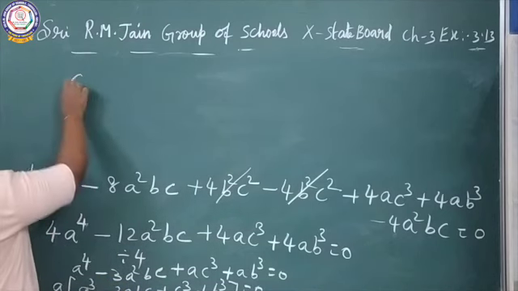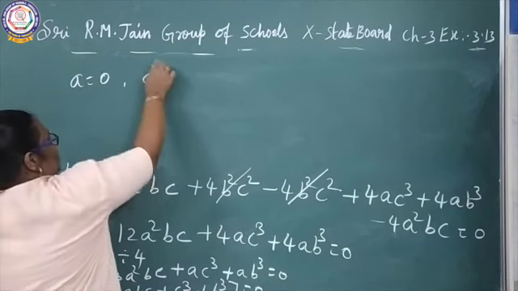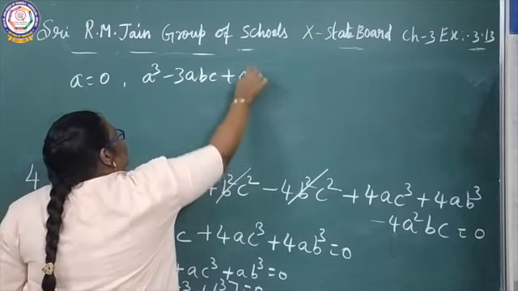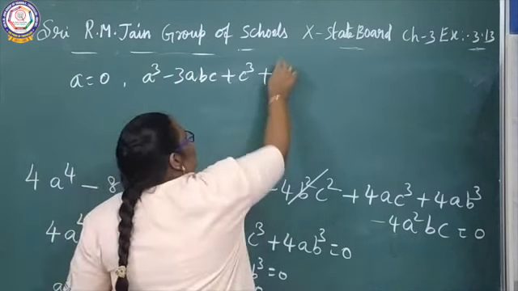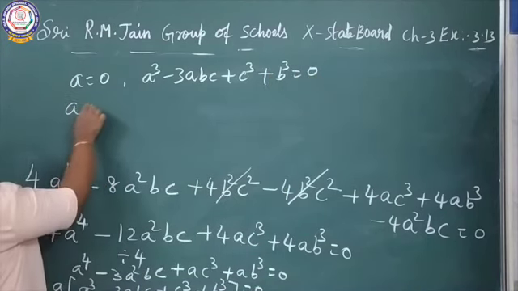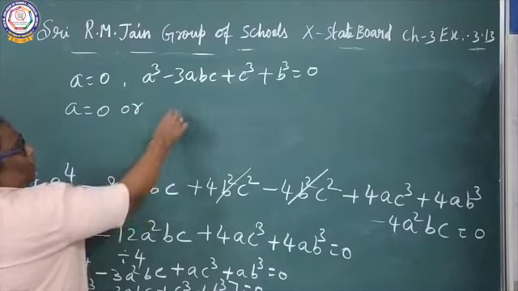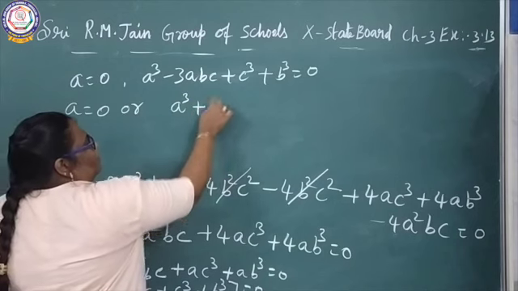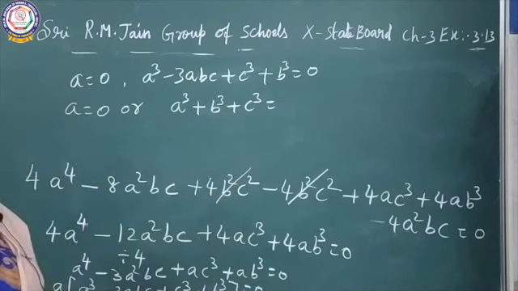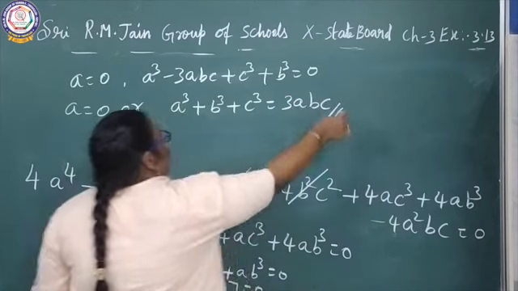So it means a equal to 0, or a cube minus 3abc plus c cube plus b cube equal to 0. So a equal to 0, or write it in a proper way, a cube plus b cube plus c cube equal to, you bring it to the other side, what is the value? It gives 3abc. Hence proved.